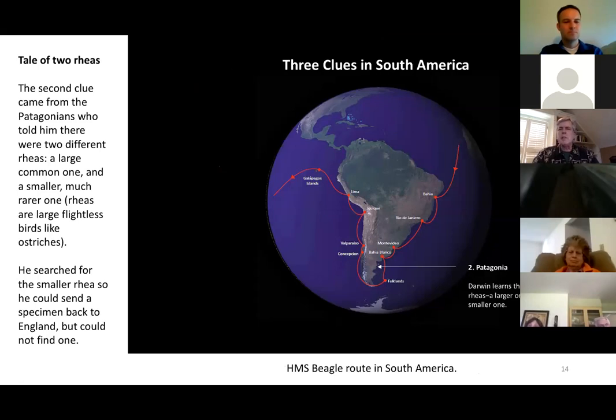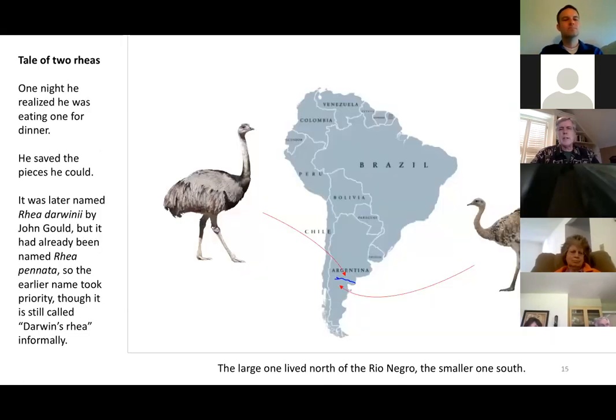And he learned that there were two, a large one and a small one. And he learned that the large one lived only north of the Rio Negro River, and the little one lived only to the south. He was a little puzzled by that because he didn't understand why there would be two rheas. But he also realized that the river represented an actual geographic barrier because these are flightless birds.